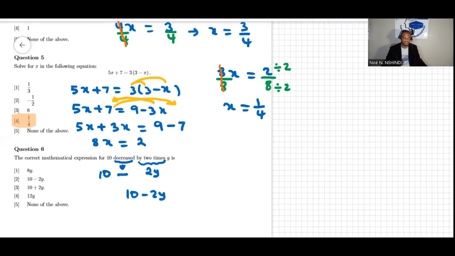Now let's see, the correct alternative is alternative 2, that's 10 minus 2y. It cannot be alternative 1 because this is 8 times y. It cannot be this because this is 10 plus 2y, 10 increased by 2y. It cannot be this one either, neither that.